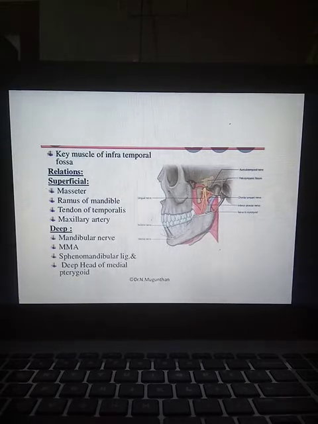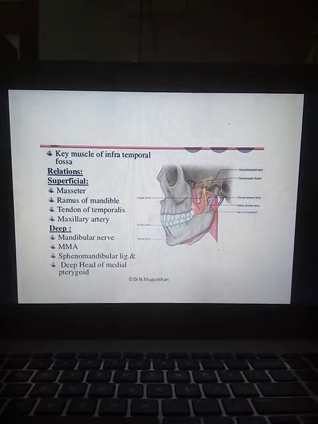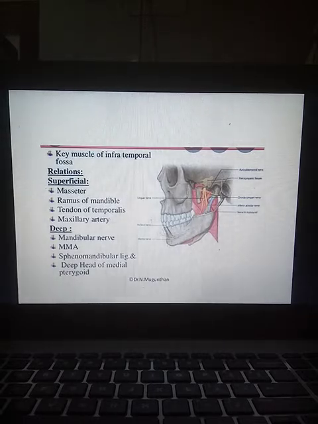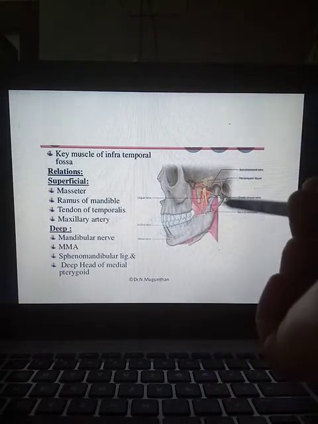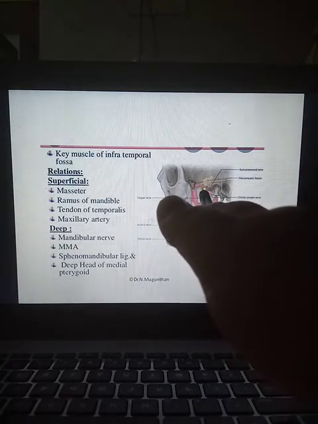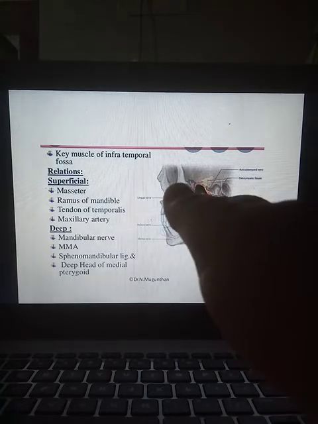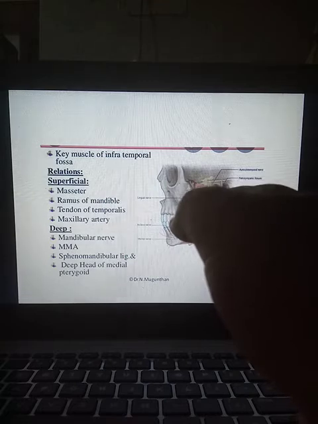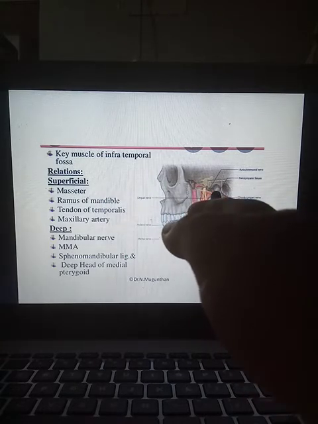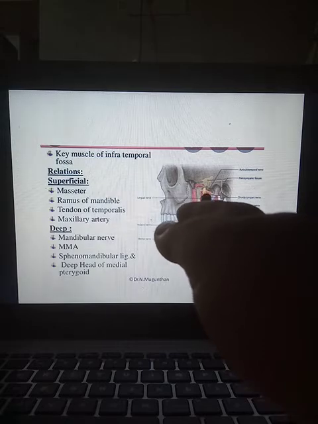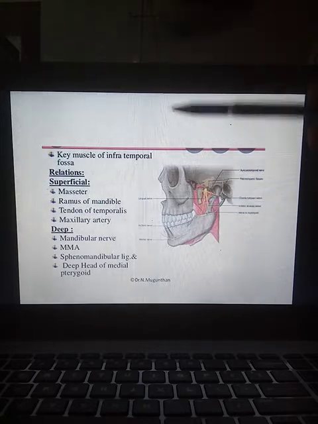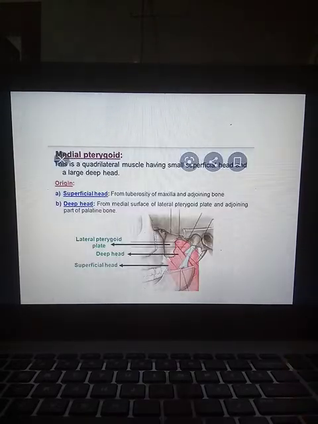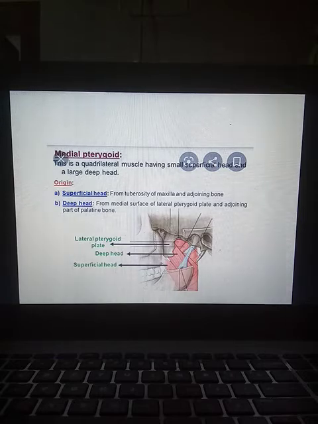ठीक है, क्या क्या we will come across. सुपरफिशियली मैंने आपको बताया मैसेटर, वो एक मसल है, वो हटा दी. Then ramus of the mandible, वो भी यहाँ पे हटा के है. टेंडन ऑफ टेम्पोरालिस, वो भी उठा के, और मैक्सिलरी आर्टरी. डीप अगर हम जाएंगे, मैंडिबुलर नर्व यहाँ पे है, लेटरल टेरिगोइड के नीचे मैं बोल रही हूँ. मैंडिबुलर नर्व, यहाँ से मिडल मेनिंजियल आर्टरी जाएगी, यहाँ से ये है स्फीनोमैंडिबुलर लिगामेंट, ठीक है, और ये है डीप हेड ऑफ द मीडियल टेरिगोइड. So these are the structures superficial and deep to your lateral pterygoid muscle.